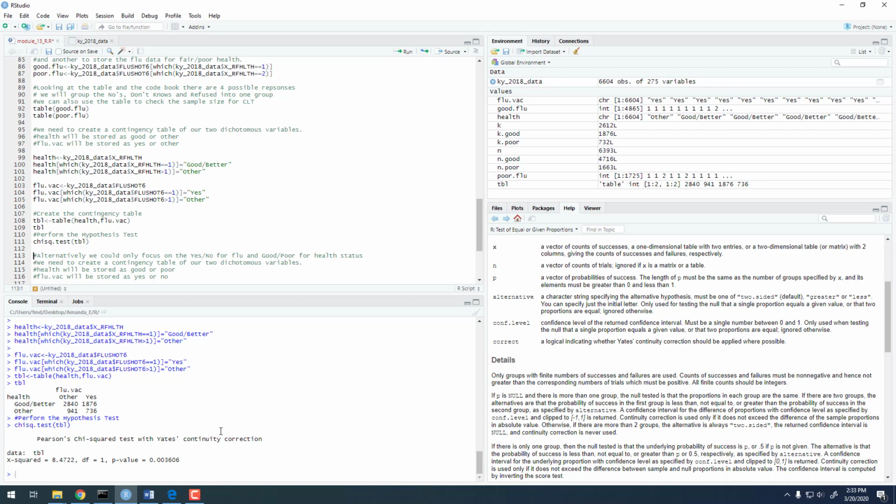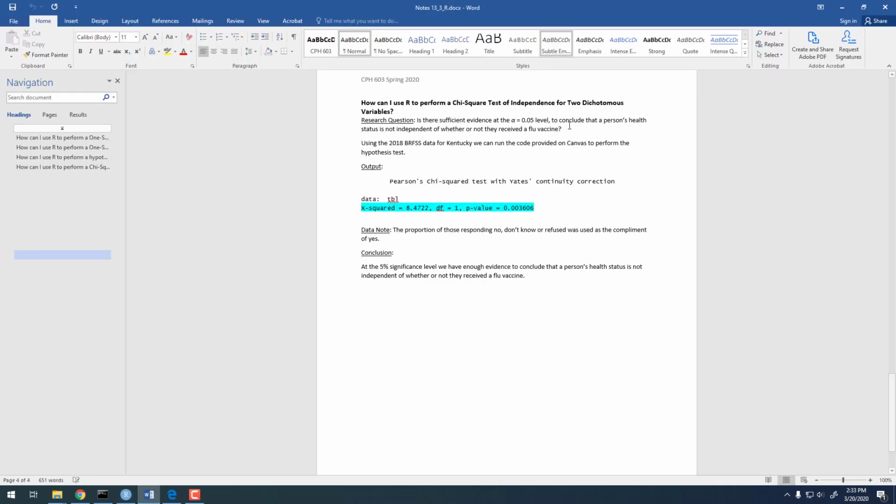Again, you can argue to leave that or to take it off. And we find our p-value here. So going back to my document, here's that output with the necessary piece highlighted. Again, I'm going to make a data note here to say, hey, this is what I'm using as my complement or my other group. And then at my conclusion here, I've got at the 5% significance level, we have enough evidence to conclude that a person's health status is not independent of whether or not they receive a flu vaccine.